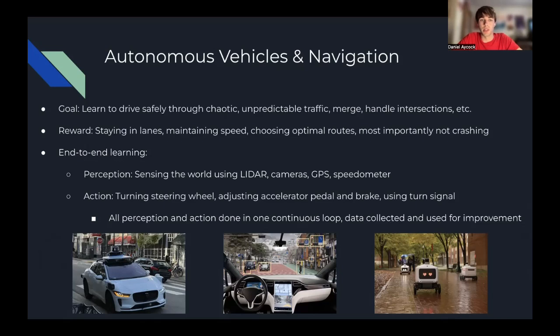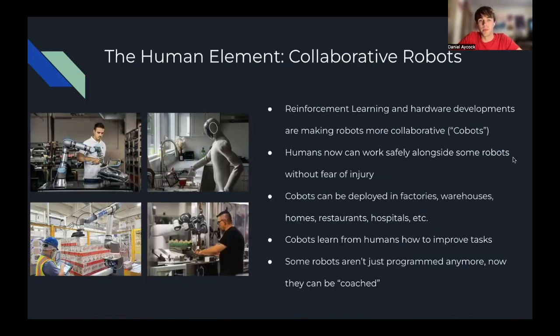It's interesting here because there's perception, which is sensing the world. You use LiDAR, which is like depth sensors, and then cameras, GPS, speedometer, and then you have the actions, which is turning the steering wheel, adjusting the pedal, using touch signals like that. But all of this perception and action has to be in one continuous loop. Then you collect that data from the perception and the action and the outcome, and you can use that data for improvement. That's what Tesla has been doing for a long time, and that's why they have some of the best self-driving. Down here, you can see Waymo self-driving vehicles as well as our Grubhub robots. And then this is a view of what a Tesla vehicle sees on the road.